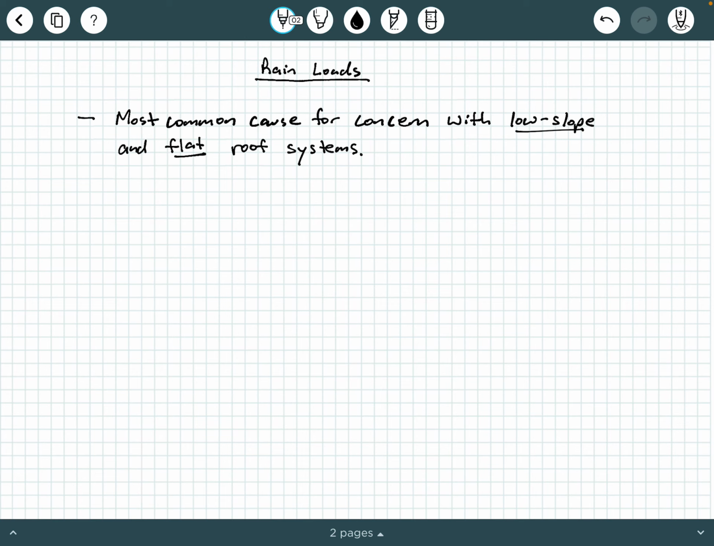So rain loads are a most common cause for concern when you have a low slope or a flat roof system, okay? So what is a low slope and a flat roof system? Well, these are basically roof systems that do not have a high slope which would allow water to freely drain off or flow off the roof.